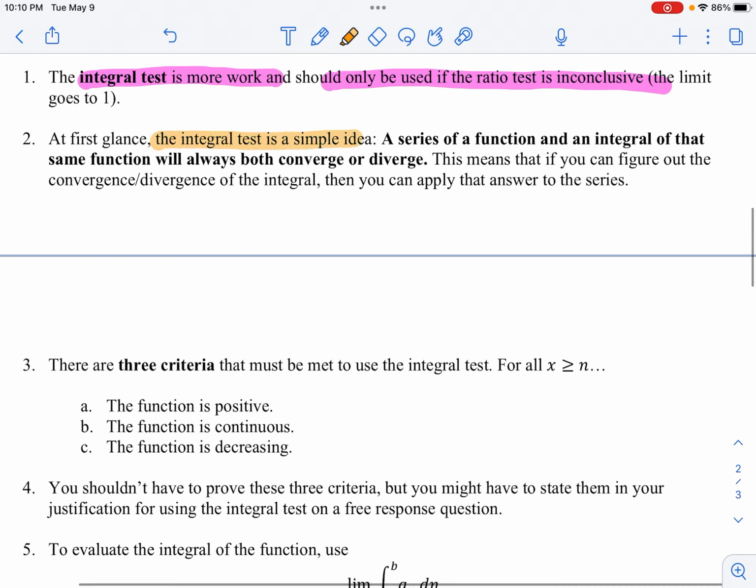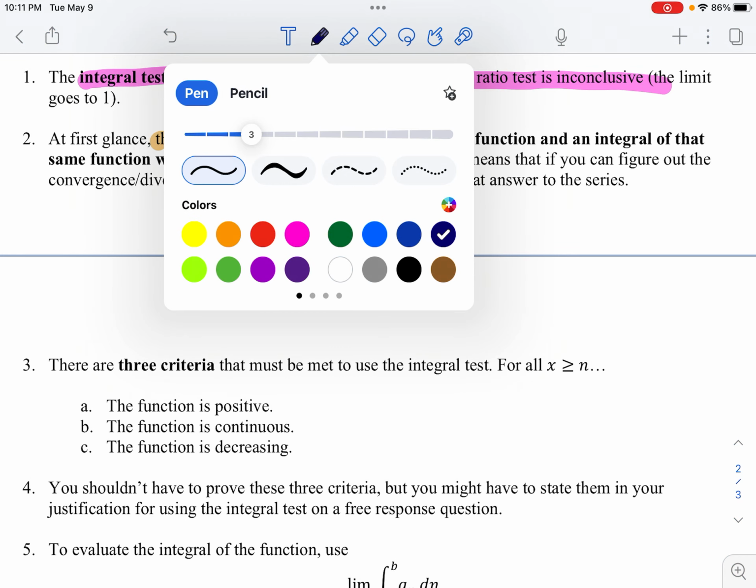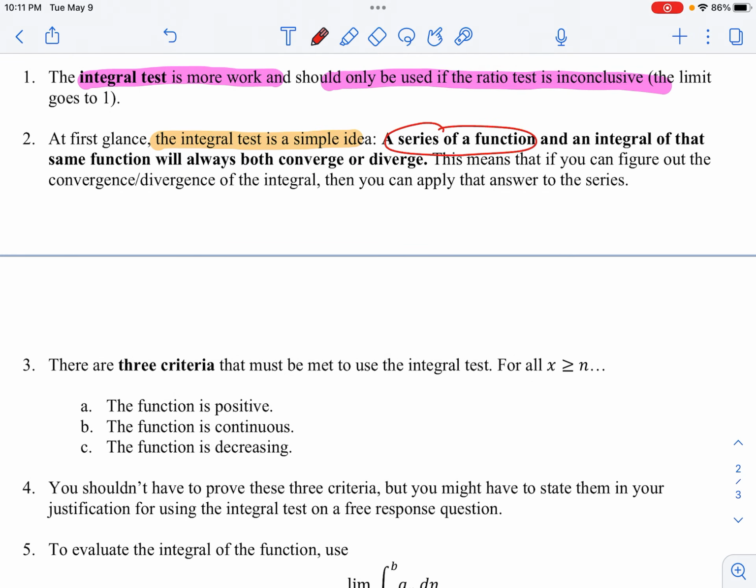At first glance, the integral test is a simple idea. And here's the idea. It's really an easy idea to get. A series of a function and an integral of that same function will always both converge or diverge. So this means if you can figure out the convergence or divergence of the integral, then you can apply that to the series. The series is going to do the same thing.